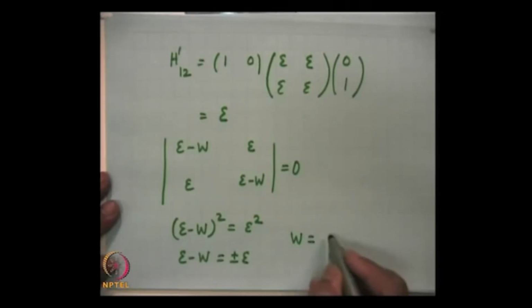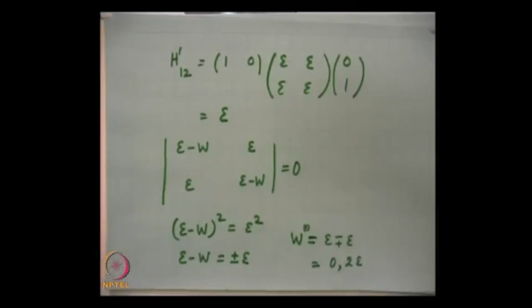So W is equal to epsilon minus plus epsilon, the first order perturbation. So, one will be 0 or 2 epsilon. These are the two perturbations. So, we will continue from this point onwards in our next lecture. So, we end here. Thank you.